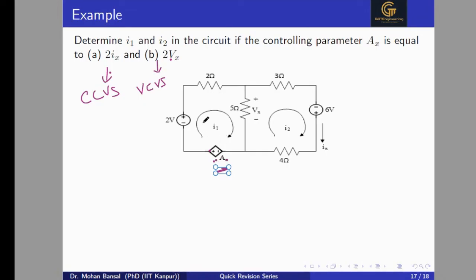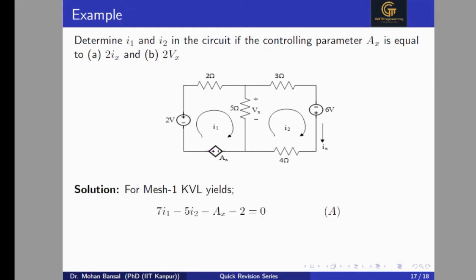If we apply the KVL, we will get expressions. The mesh 1 KVL equation will be 7I1 minus 5I2 minus Ax minus 2 is equal to 0. And if we apply the KVL in mesh 2, we will get a new equation, that is 3 plus 4 plus 5, that is 12I2, and minus 5I1 minus 6 is equal to 0. Now, if we solve these two equations, we require one more equation for finding out the value of Ax.